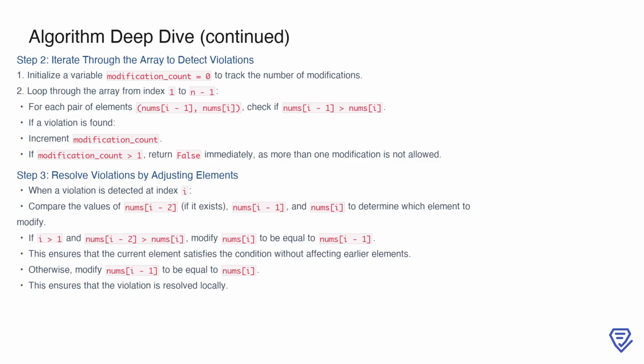than one modification. When a violation is detected, we also determine the best way to resolve it. If the element 2 steps before the current one exists and is greater than the later element, we modify the current element to match the earlier one. Otherwise, we adjust the earlier element to match the later one. This strategy ensures that we make the smallest local adjustment necessary to maintain the non-decreasing condition.